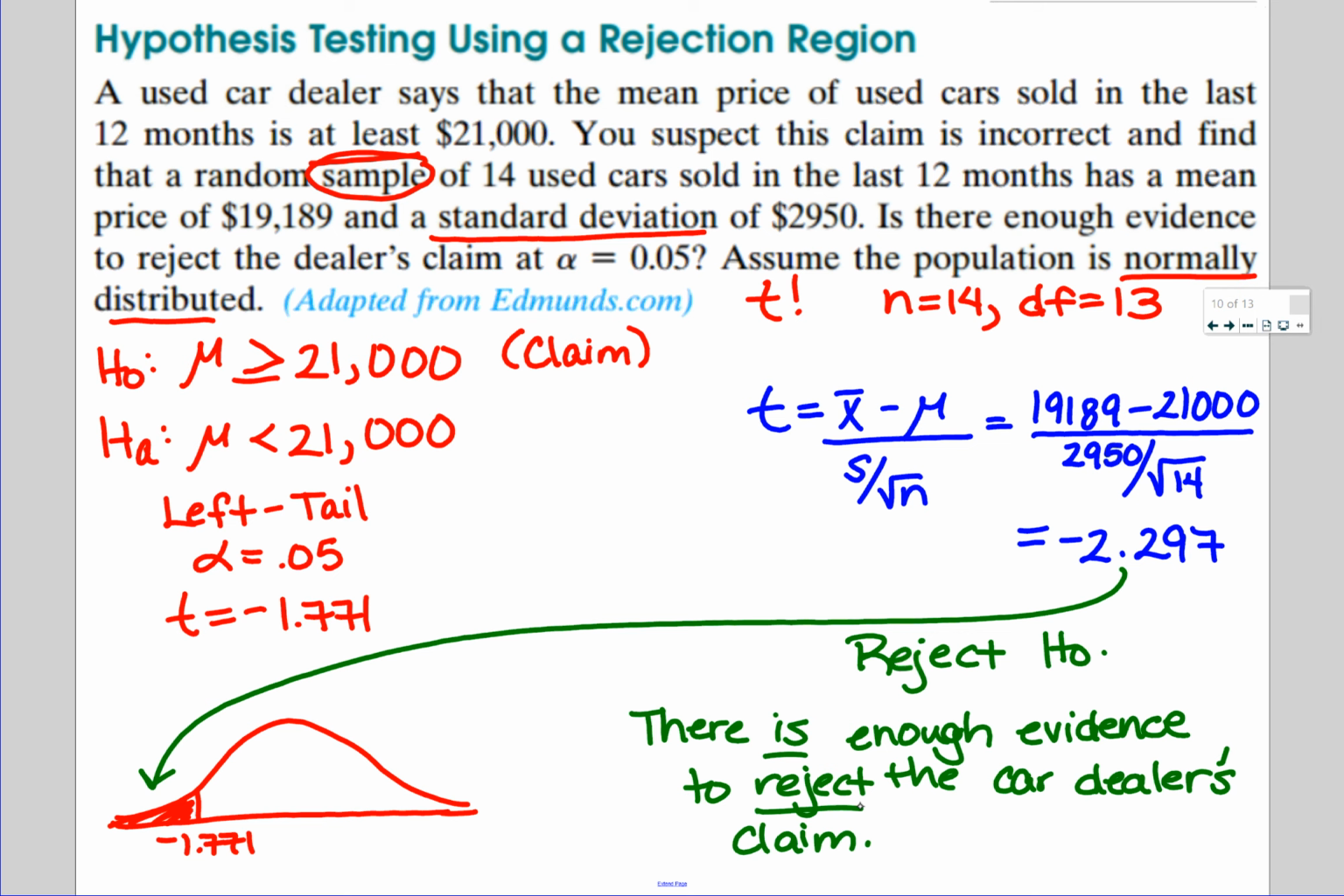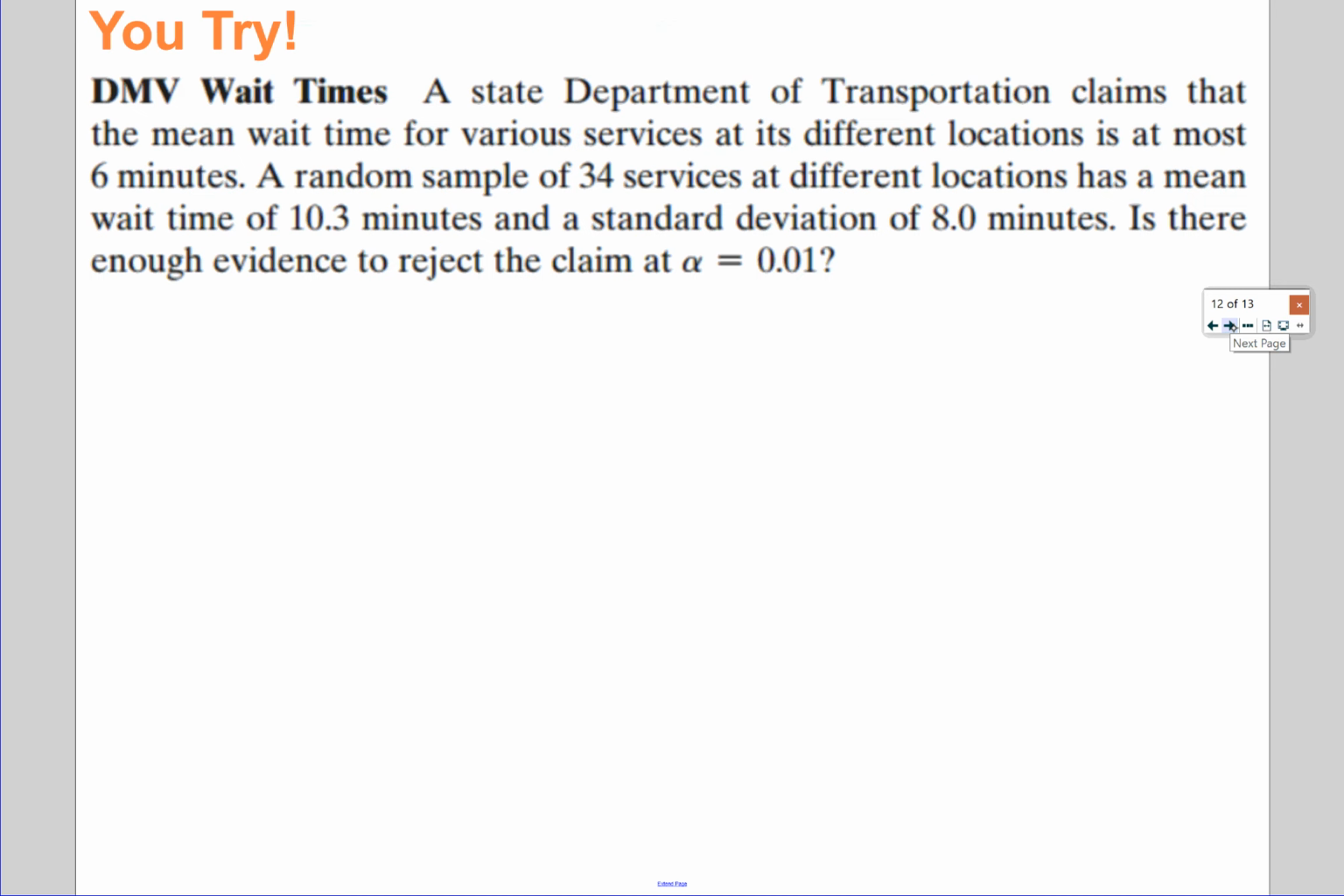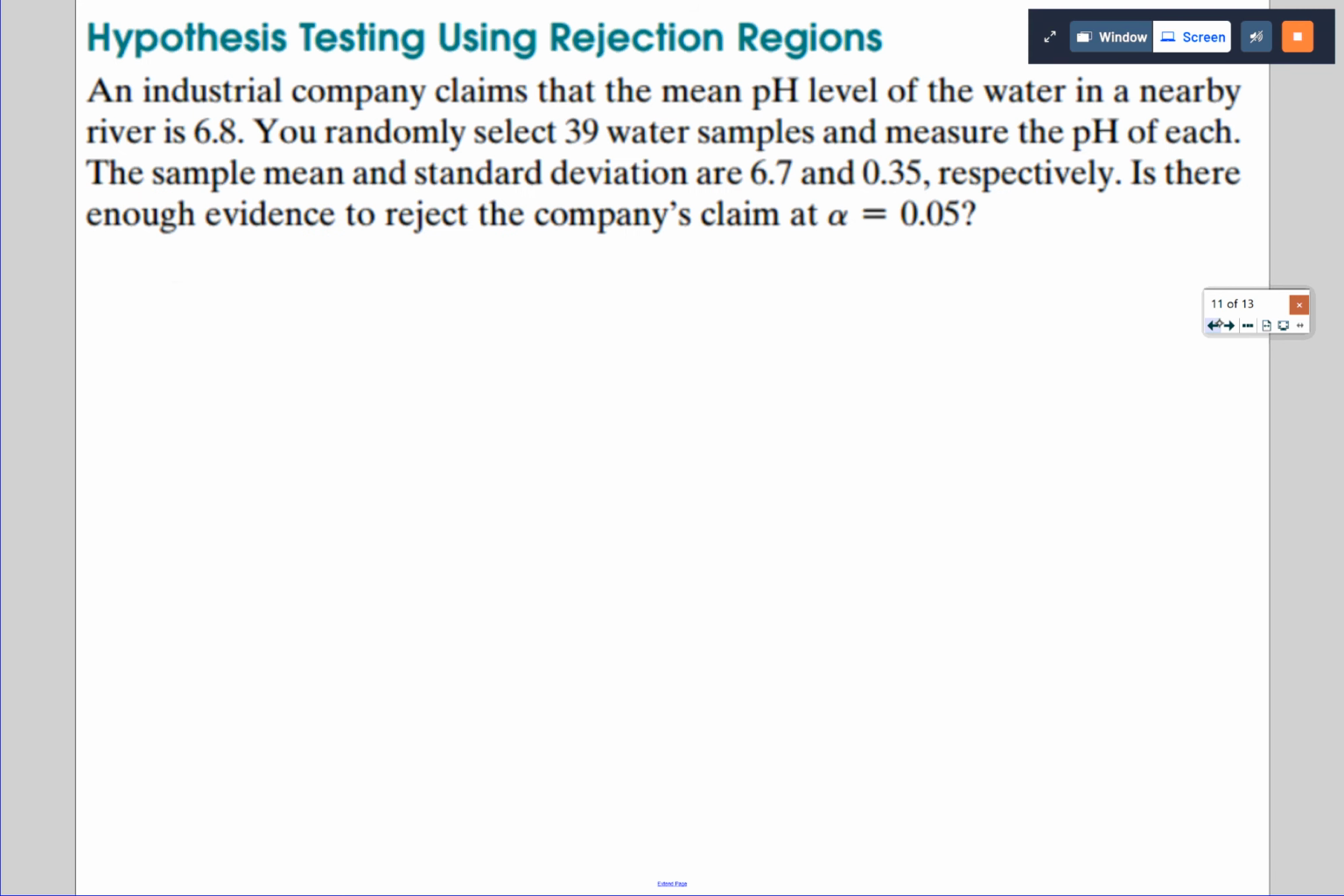Questions here? Okay, so the only other problem we're going to do then, I'll let you guys decide. Do you want to do a problem about pH in rivers, or do you want to do the DMV problem? pH. All right, there you go. All right, you guys are going to put answers on the board for this one in a couple minutes. Try it. All the steps.